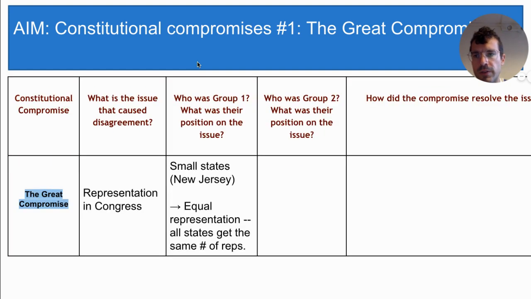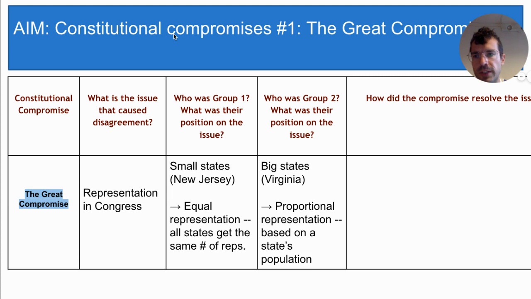At the Constitutional Convention, a system of equal representation was proposed by the small states, led by the delegate from New Jersey. And this proposal became known as the New Jersey Plan. So our first group here is the small states led by New Jersey, and they wanted equal representation in Congress, with every state having the same number of representatives.